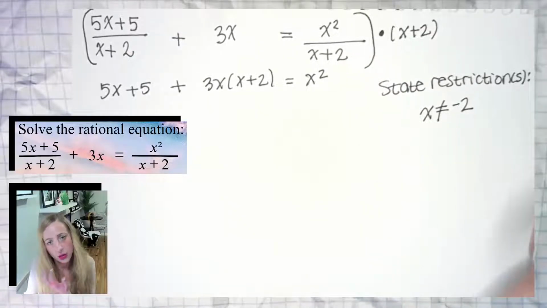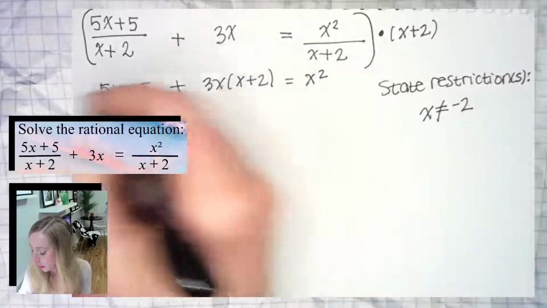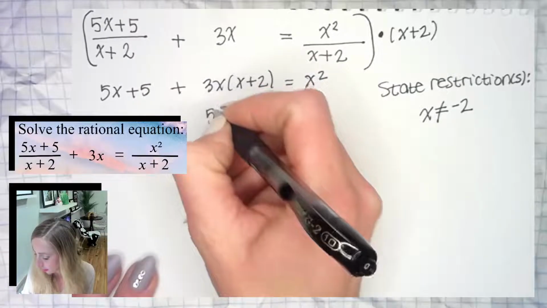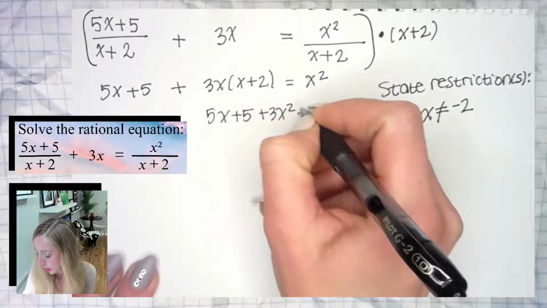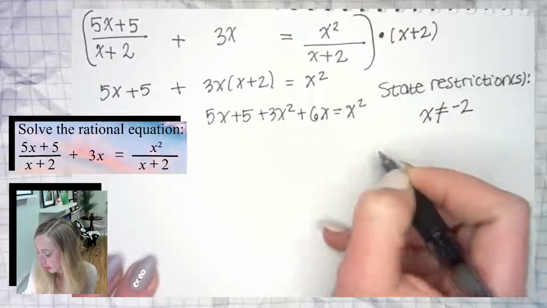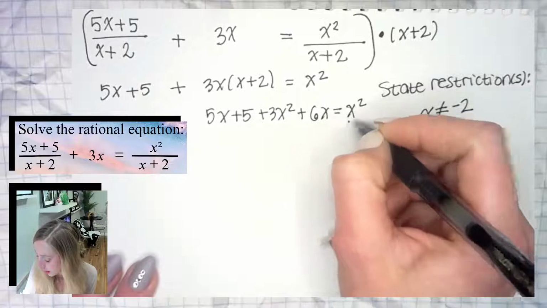Next, now you have to recognize that you're working with a polynomial equation, and we solve polynomial equations by expanding, combining like terms, and then getting everything to one side and getting everything equal to 0, and then attempting to factor, and if factoring doesn't work, using another method. So let's go ahead. I just want to make sure I'm not cutting it off. 5x plus 5 plus 3x squared plus 6x equals x squared.